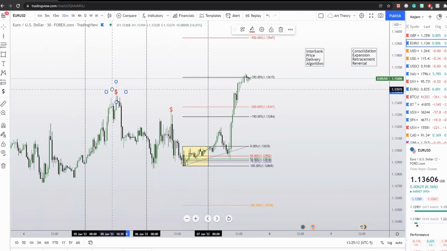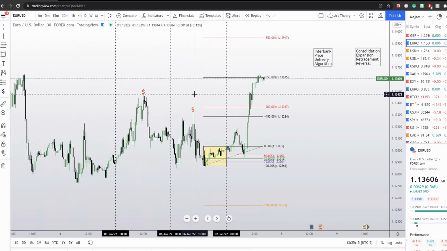I know some of your questions will be like, okay, well, how would I use this in trading, or how would this help me? Like, yeah, I could see it after the fact.